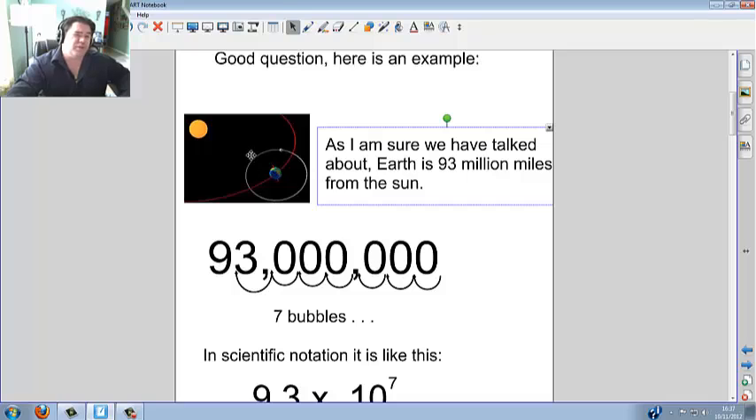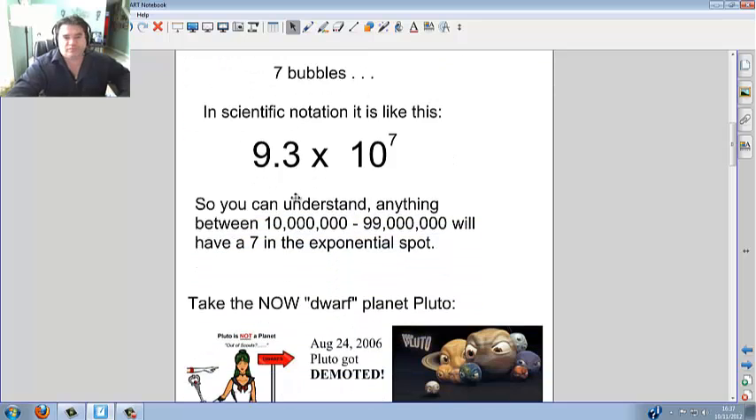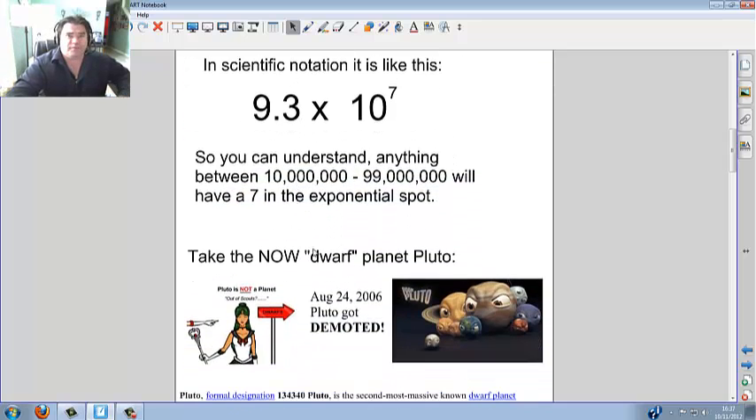In other words, if we were closer than 83 million miles to the Sun, we'd be too hot. No one would live. And if we were more than 10 million miles away still, too cold. Probably no life would be on Earth. Now, take the dwarf planet Pluto. Now, why do I call it dwarf planet?